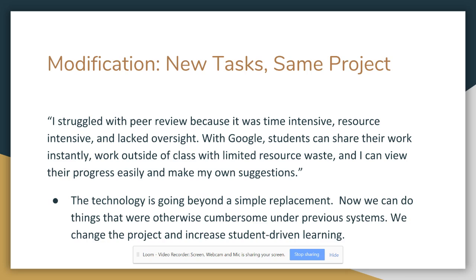Now it's not augmenting what we used to do before because it is giving us some things that make our life better. Now we can do things that were otherwise cumbersome using the previous systems. Okay, we can change the project. We can increase the student-driven learning potential of the assignment. Okay, so students can actively engage more with the curriculum.